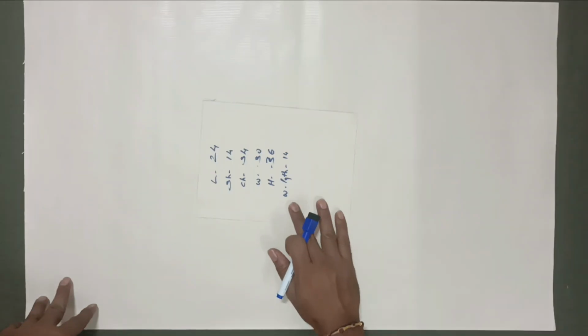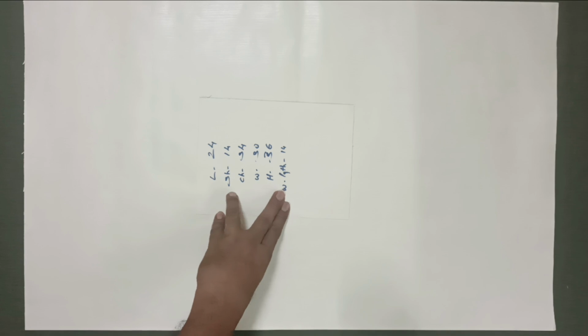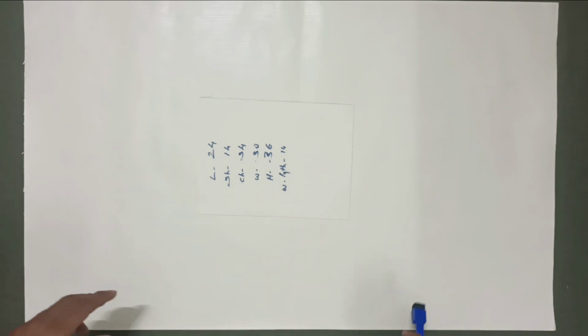In this video, we are learning how to make a women's shirt. These are the measurements which we need: the length, shoulder, chest, waist, hip and waist length. Here I have just taken approximate standard measurements to show how to make a pattern.